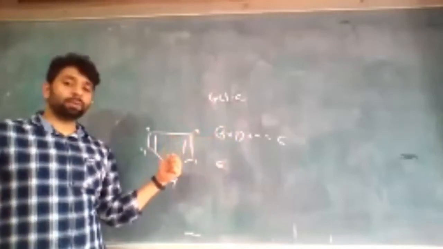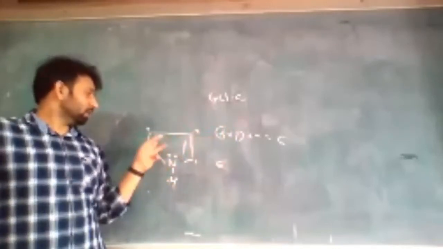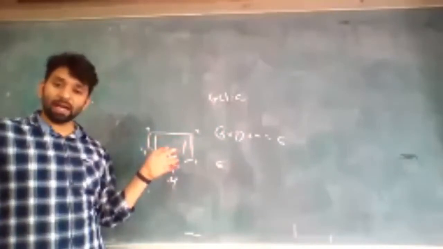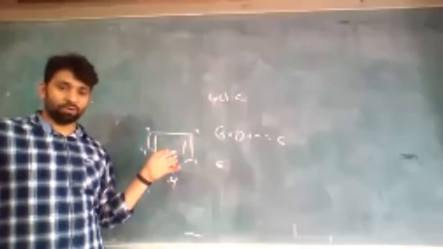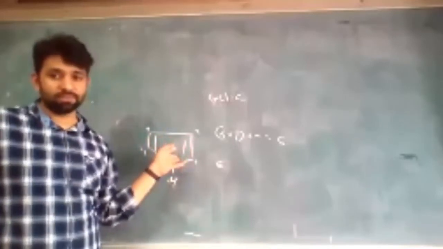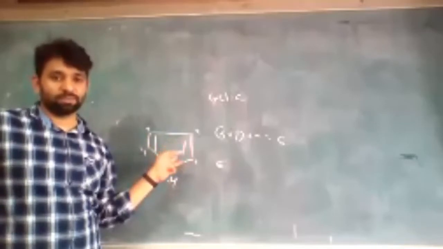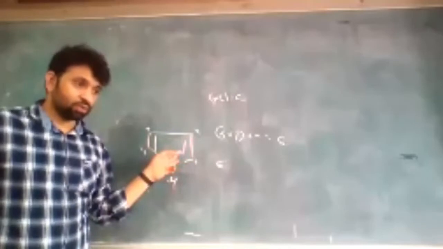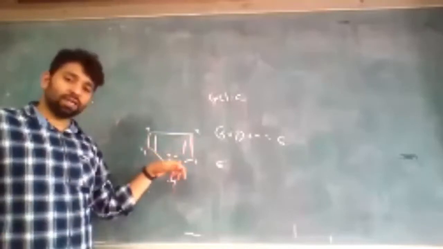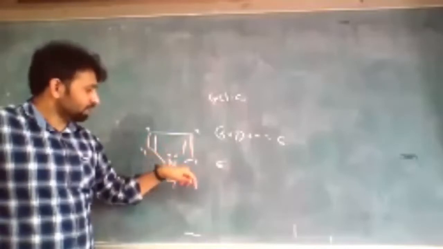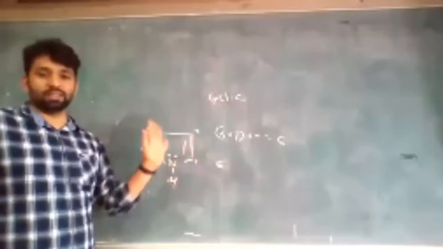Now alternate double bond, single bond, double bond, single bond, then you can call it a double bond. As they are pi electrons, one bond is equal to how many electrons? One bond is equal to two electrons. So you can call it a double bond: double bond, single bond, double bond, single bond, like this.